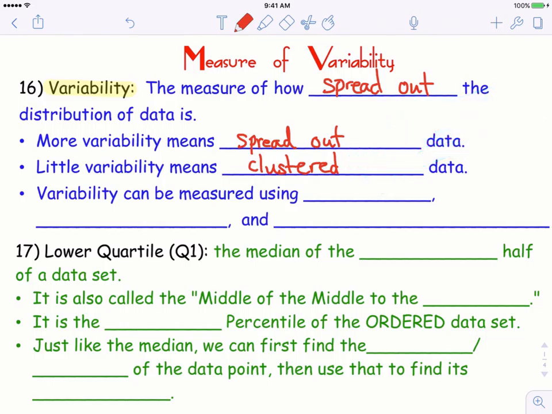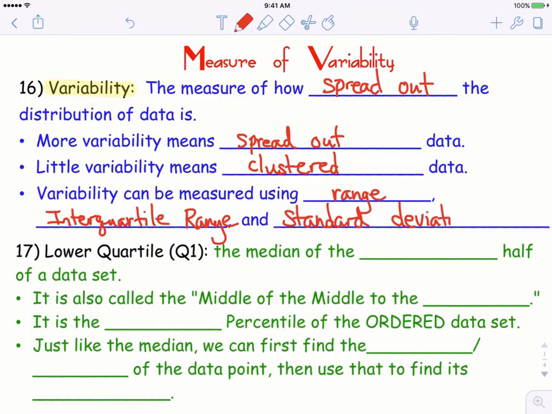Now, variability can be measured using the range, interquartile range, and something called the standard deviation. Our focus for today is on the interquartile range.